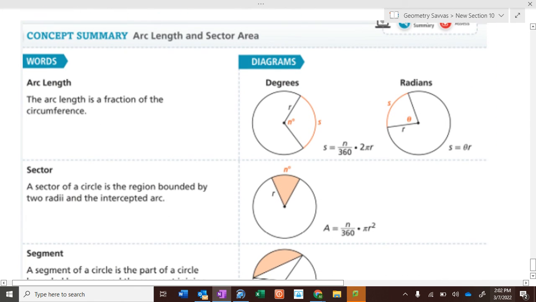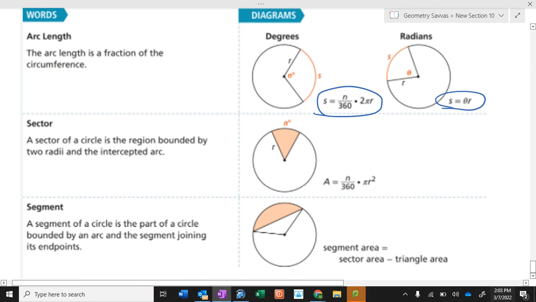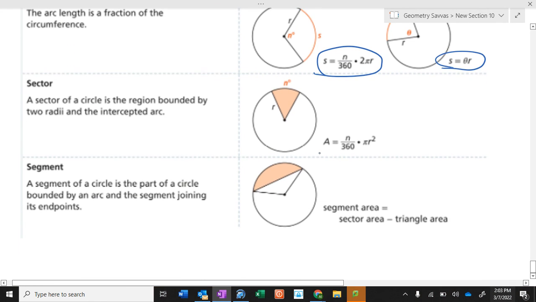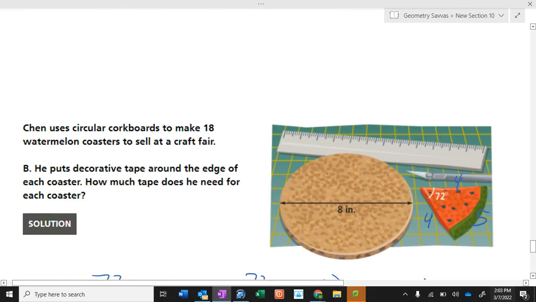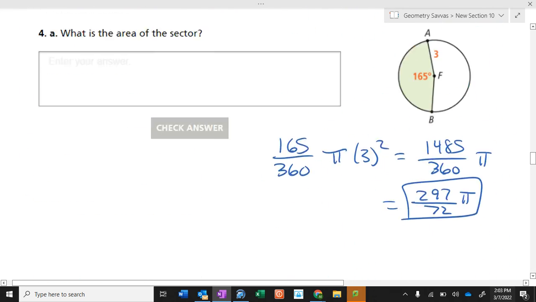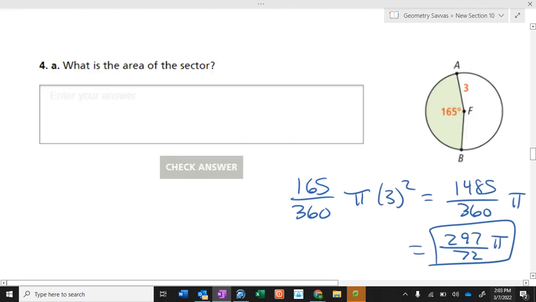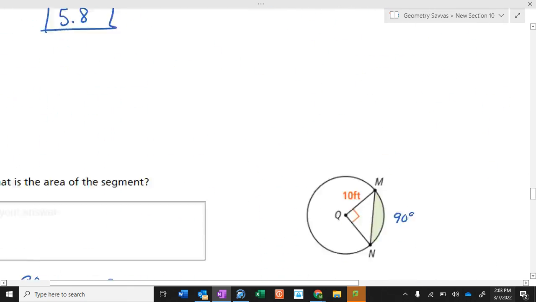So for arc length, you use n over 360 times 2 pi r, or if it's in radians, whatever the radians is times the radius. Okay. To find the area of the sector, it's n over 360 times pi r squared. We're not going to use the trig formula for that one. And the segment area equals the sector area minus triangle area. That's what we're doing today. Okay? Circles. I will leave those 3 formulas up there.